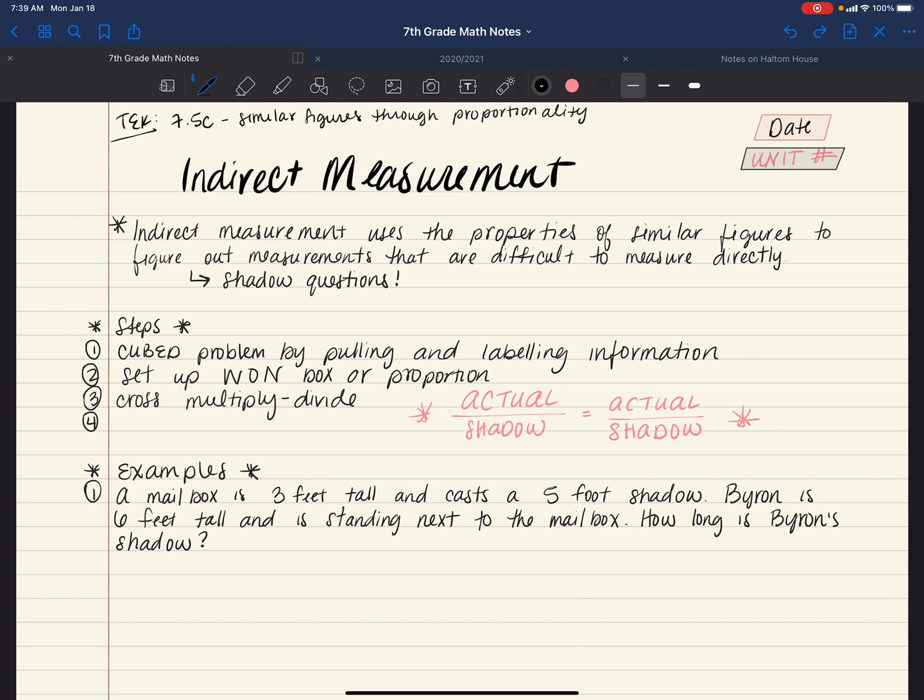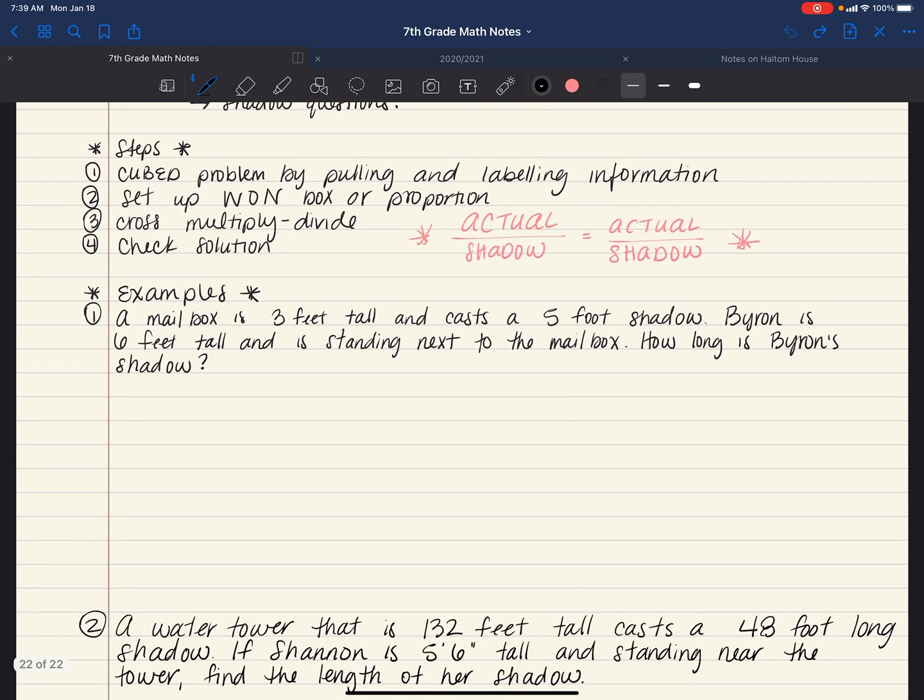Then we'll cross multiply and divide, or scale if I can easily do mental math. And lastly, we'll check our solution. We always check our solution by seeing if the proportions are equal. If they're not equal, then we're wrong. So let's go through some examples.